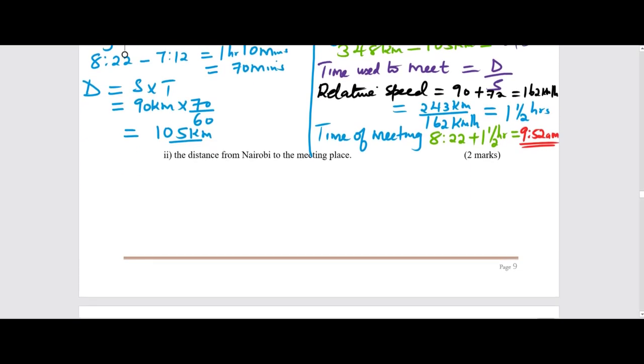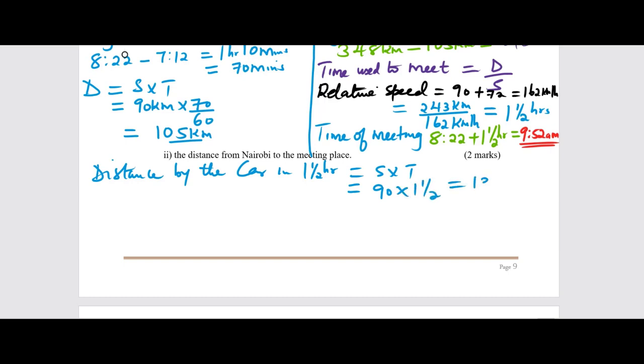Now, the last thing in this question is to get the distance from Nairobi to the meeting point. To get that, we need the distance by the car in 1.5 hours. This will be given by speed times time. Remember, the speed of the car is 90, times 1.5, and you get 135 kilometers. So this is the distance traveled by the car in 1.5 hours, which is the time that was used for these two vehicles to meet.